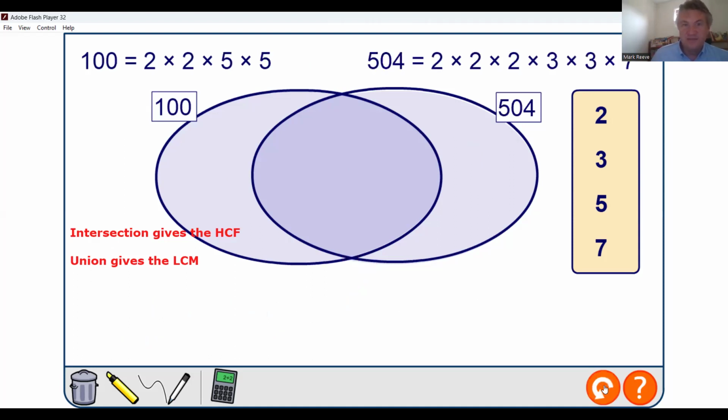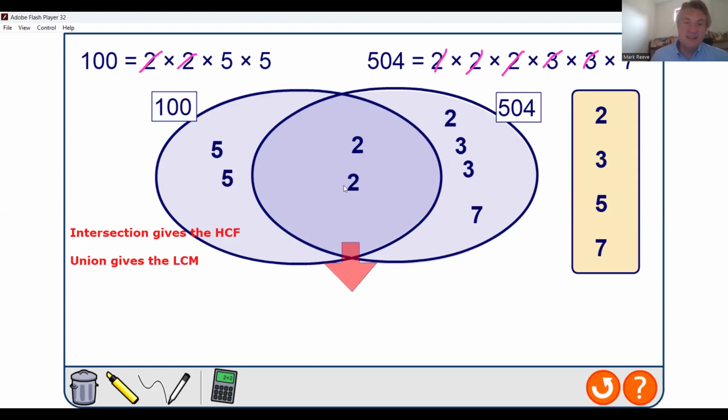Just one more, let's try a different one here. We're going to find the lowest common multiple and highest common factor of 100 and 504. For 100, we've got two 2s, and there are also two 2s in 504. So we put two 2s in the intersection. It's always a good idea to cross off as you go, to make sure you don't miss anything. You can see 504 can be divided by 2 once more, so we'll put that over there. Then we've got two 3s, again crossing off as we go, and we have a 7 over here. And we've got two 5s over here.